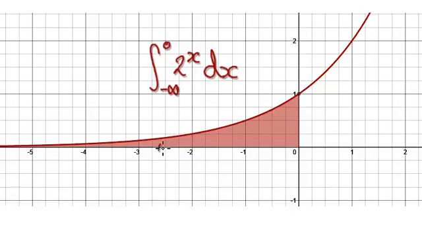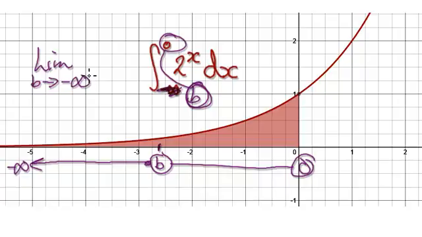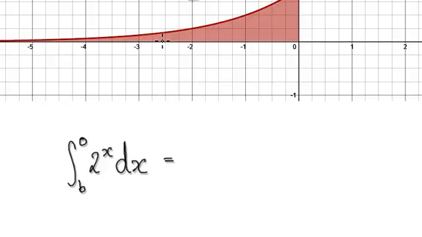Okay, so to do this, our normal routine has always been to integrate it from b all the way to 0, and then later on we allow b to head towards negative infinity. So the first step is to integrate it from b to 0.